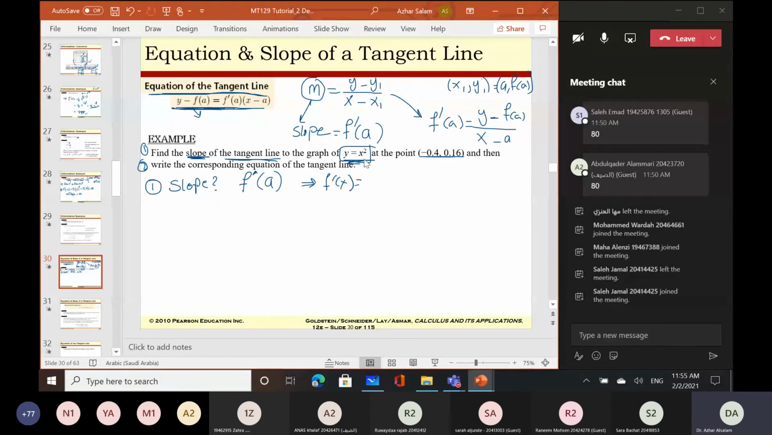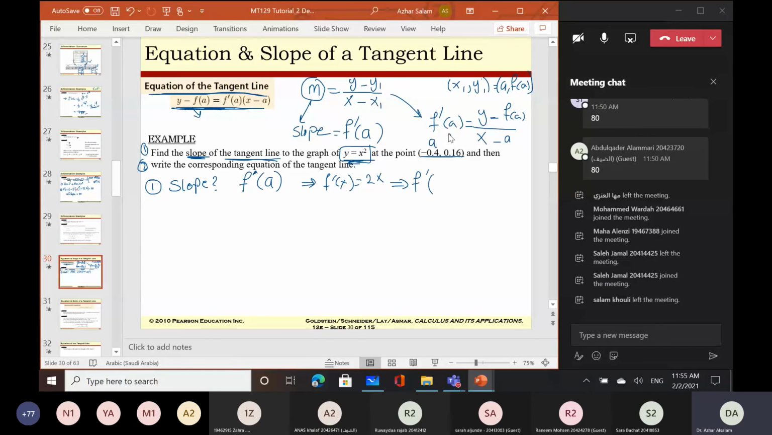Here f dash of x is 2x. I just differentiate this expression, x squared, to get 2x. This is the point, this is a, and this is f of a. So f dash of a means f dash of minus 0.4, which is 2 multiplied by minus 0.4, which equals minus 0.8. 2 multiplied by 4 is 8 with the negative sign. This is the slope. I just found the slope.